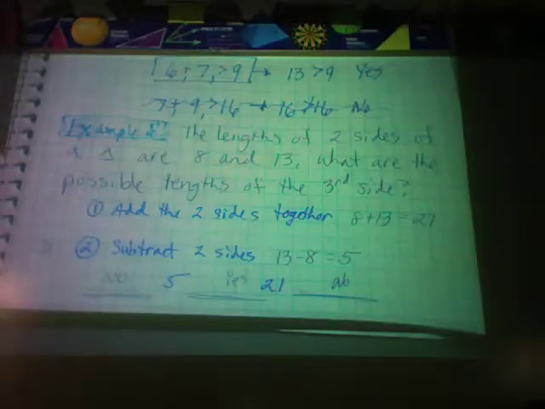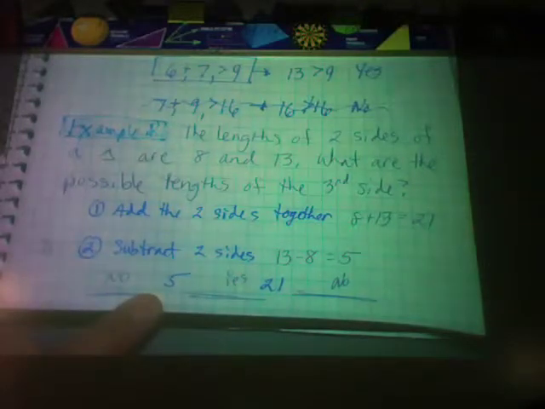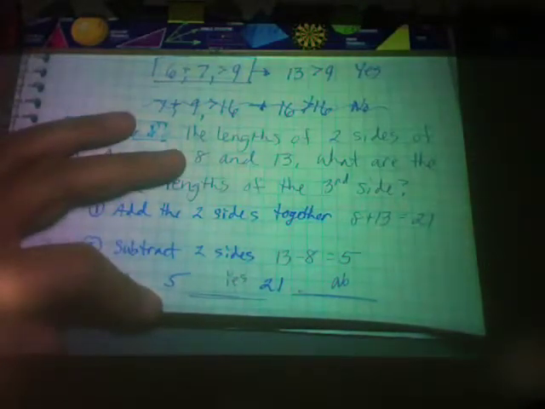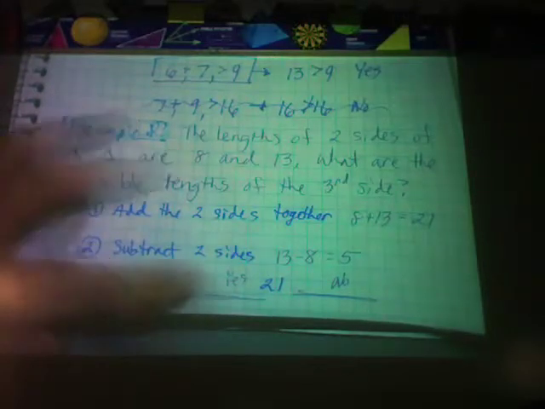Could we include 5 and 21? What if our side length was 5? What's 5 plus 13? 13. Is 13 bigger than 13? No. What if it were 21?